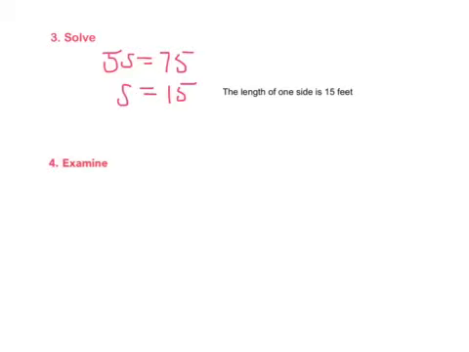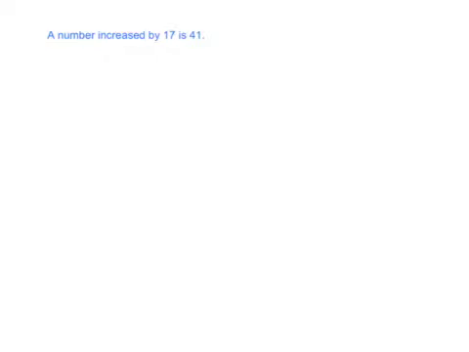The last step in solving a story problem is to examine the solution. We will check our solution against the words of the problem and the diagram we drew. Since there are 5 equal sides that make up the perimeter of the deck and 5 times 15 equals 75, our solution is correct. In our next example, a number increased by 17 is 41.